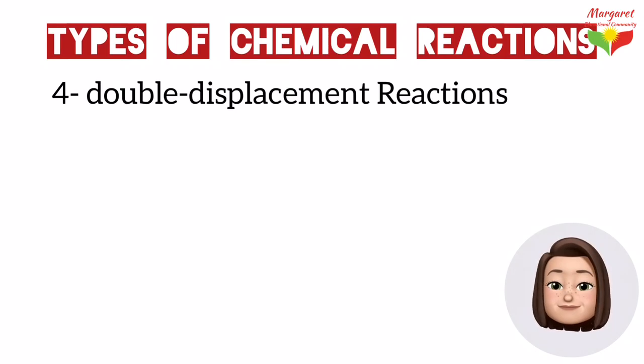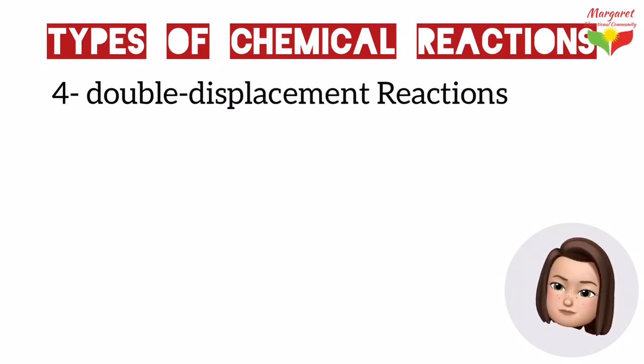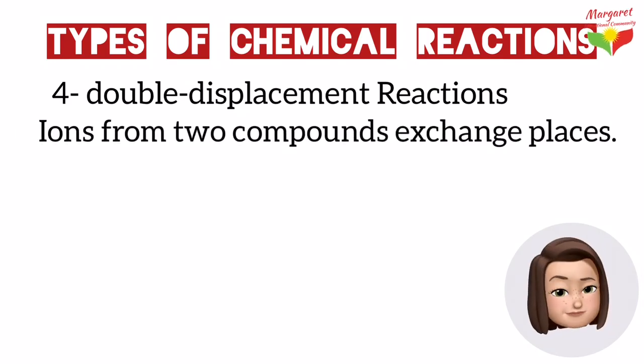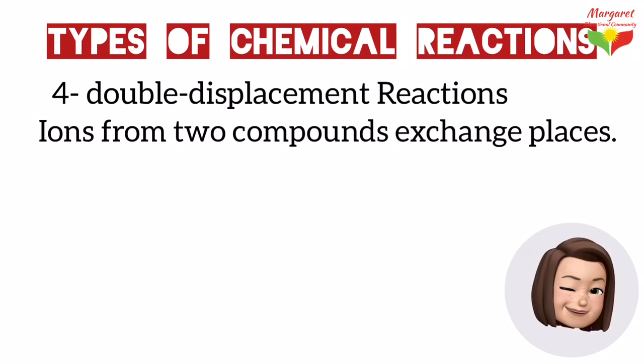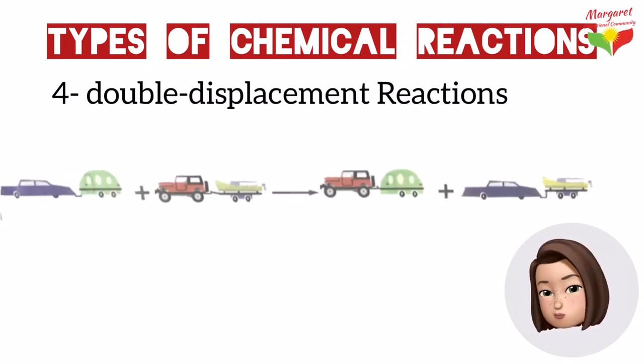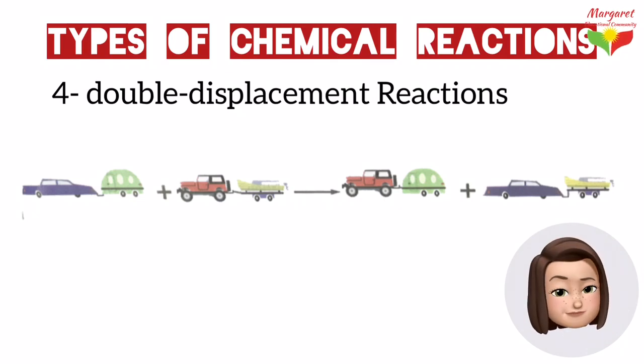Another reaction is the double displacement reaction, which is kind of similar to a single displacement reaction. But in this one, ions from two compounds exchange places. A towing vehicle-trailer model of a double displacement reaction would be made of two vehicle-trailer groups exchanging the two trailers, just like here.